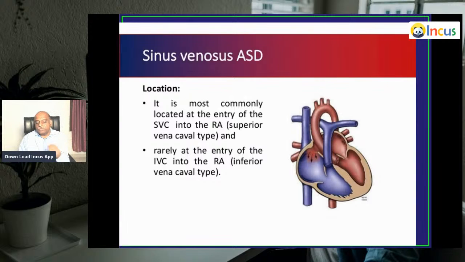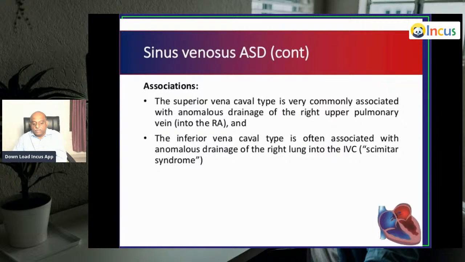Then the sinus venosus type of ASD is commonly associated with the point of entry of the SVC into the right atrium. Anomalous drainage of the right upper pulmonary vein is most commonly associated with the SVC type of ASD. That's a point you need to remember.